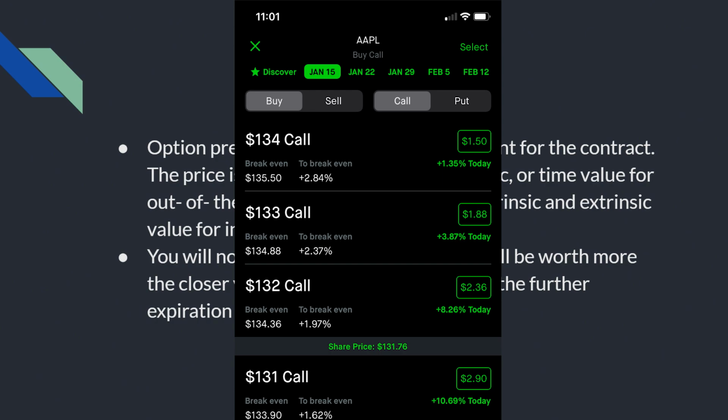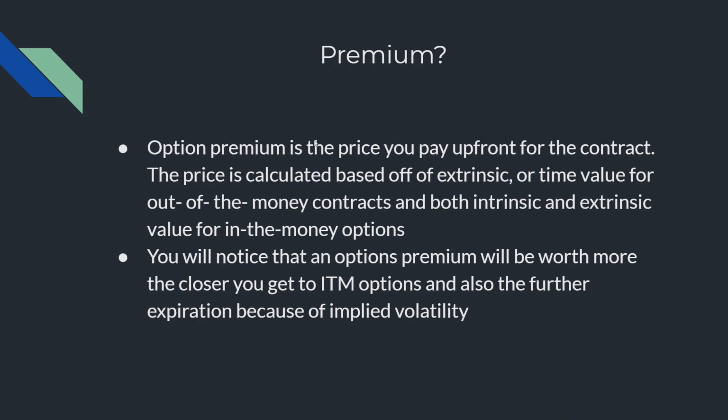Now, we're about to get into what the 134, what the 133 is, once we talk about the premium. But let's talk about what the premium is first. So as you can see, option premium is the price you pay up front for the contract. This price is calculated based off of extrinsic or time value for out of the money contracts and both intrinsic and extrinsic value for in the money options. Now we're going to go over what this extrinsic and intrinsic value is, but for now I'll just give you the definition of what the option premium is.